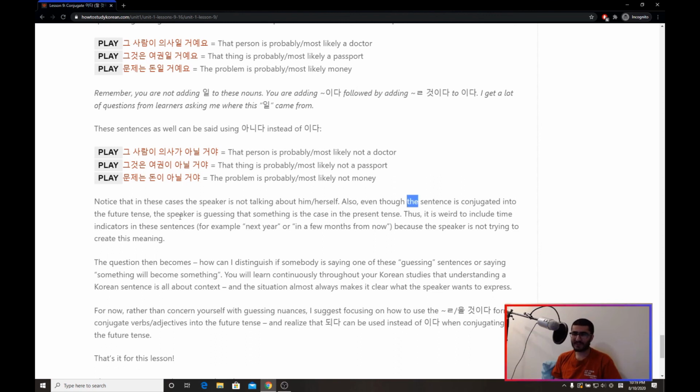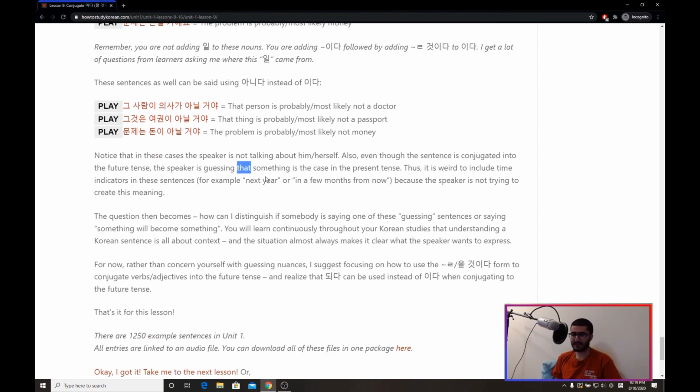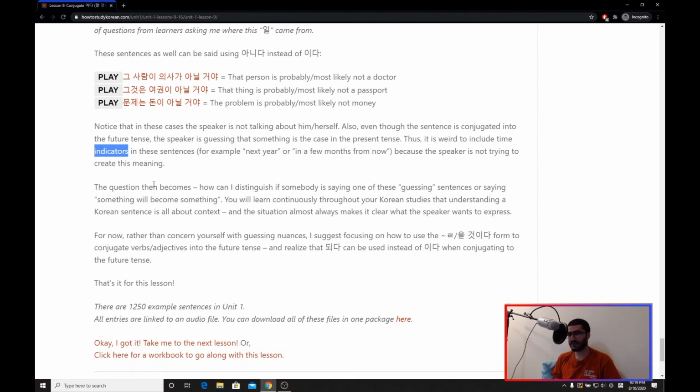Also, even though the sentence is conjugated into the future tense, it's weird to include time indicators like next year because the speaker is not trying to create this meaning, since it's a guess. The question then becomes, how can I distinguish if somebody is saying one of these guessing sentences or something will become something? You will learn continuously throughout your Korean studies that understanding a Korean sentence is all about context. The situation almost always makes it clear, so you don't have to worry about it.